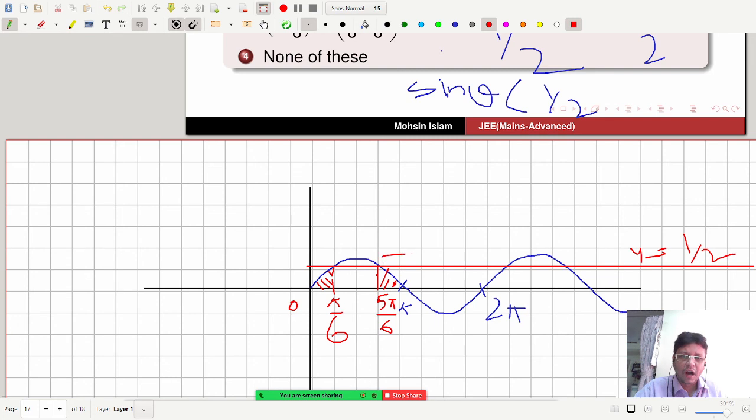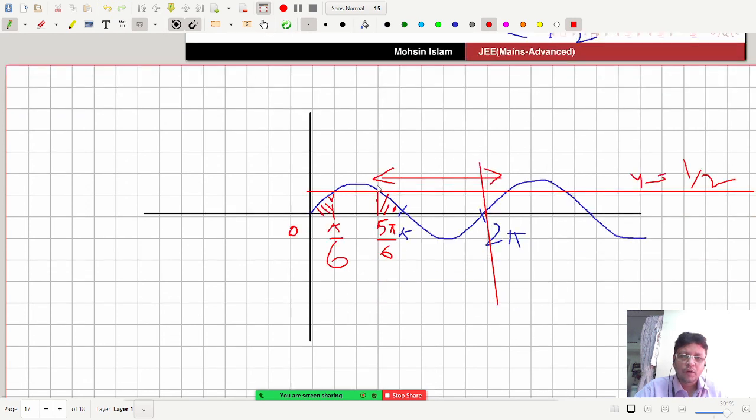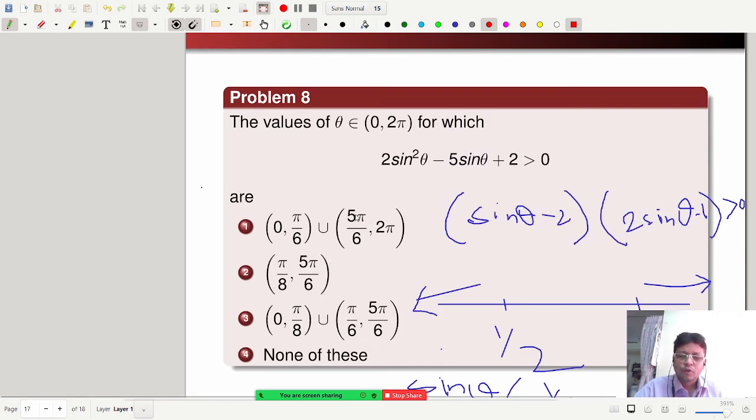Look at that, up to 2 pi, the whole graph is under y equal to half. So this region is totally less than half. So your interval will be 0 to pi by 6 and 5 pi by 6 to 2 pi. That is the answer. So your answer will be 1. That is your answer, problem number 8.